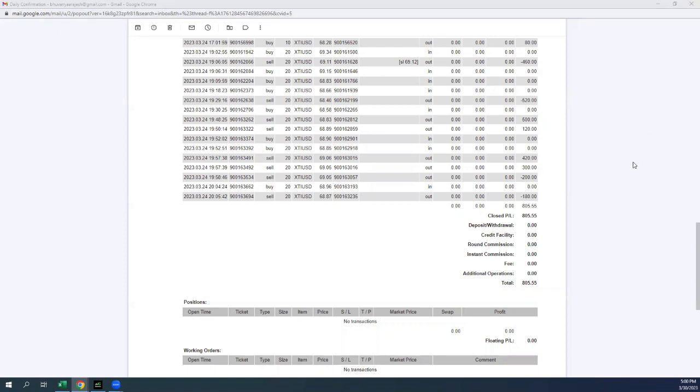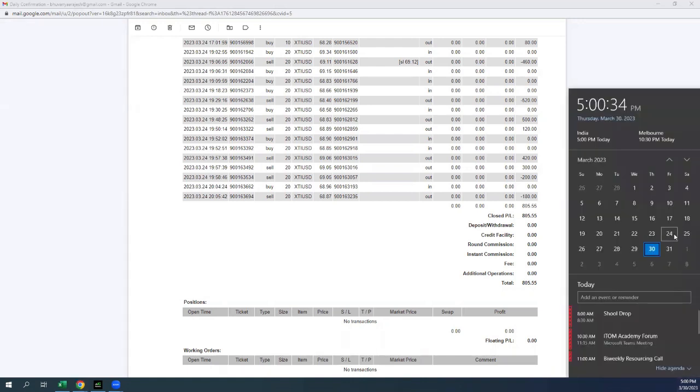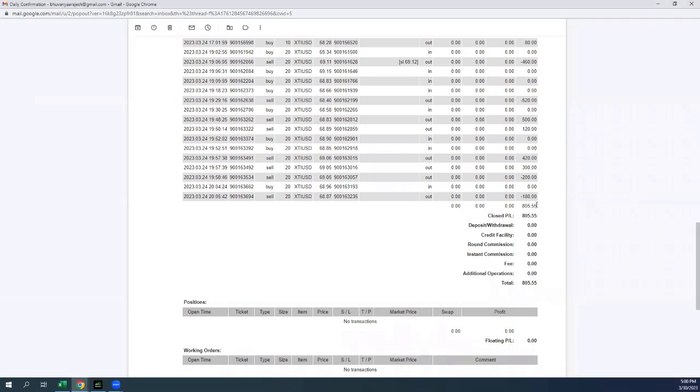So here is the statement of my P&L on Friday. Friday was the 24th. On the 24th, I closed with a P&L of $800 and some change for the day. I should have closed this day with a profit of $4,000. I will show the technical study of where I went wrong.